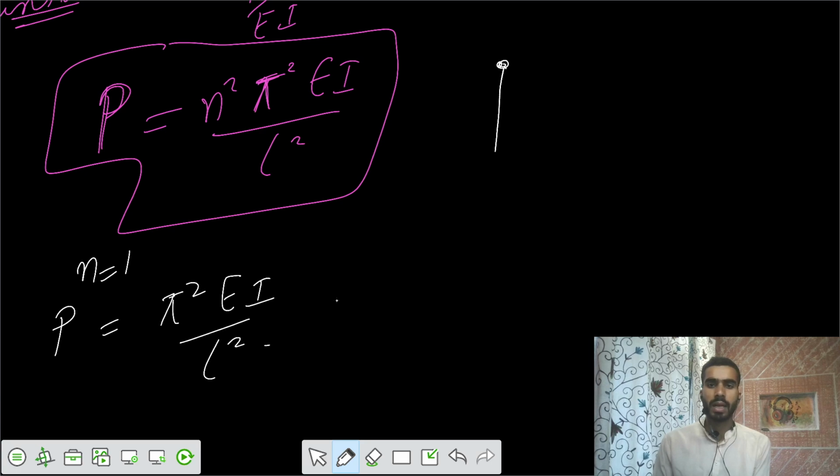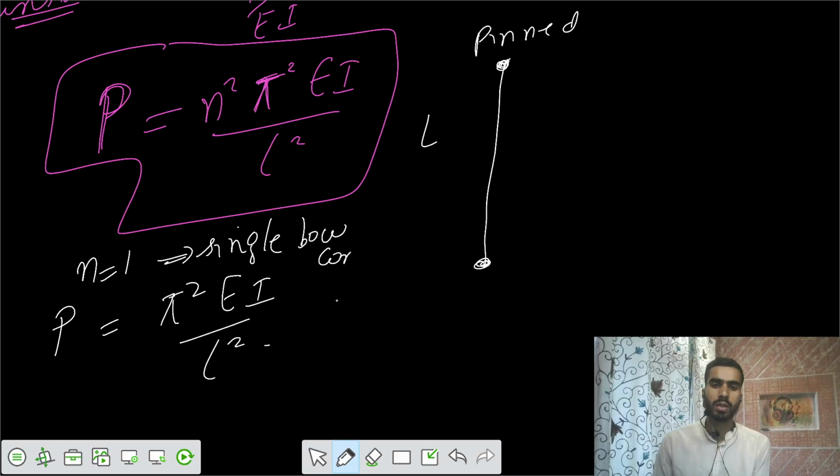That means if the length between the two ends was equal to L, and the ends were pinned, or we can say hinged, we can call this condition the single bow condition. At n equals 1, your value of P is equal to π²EI upon L². That means there is some deflection, and only one bow has developed. So that's why we call it a single bow condition.